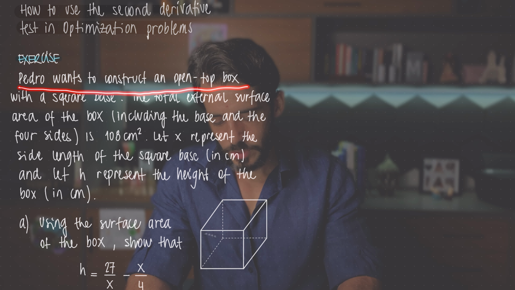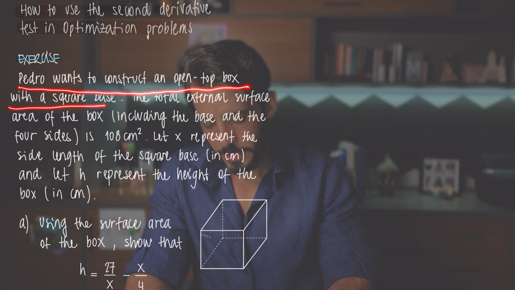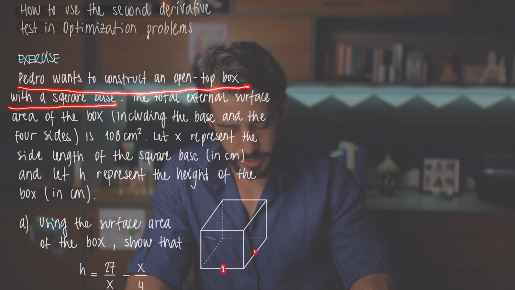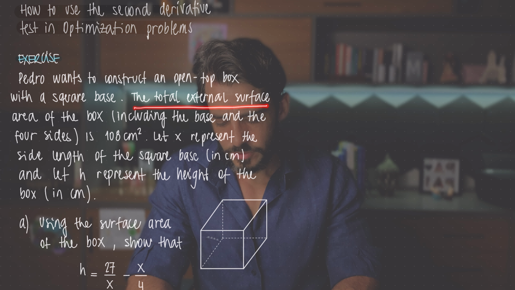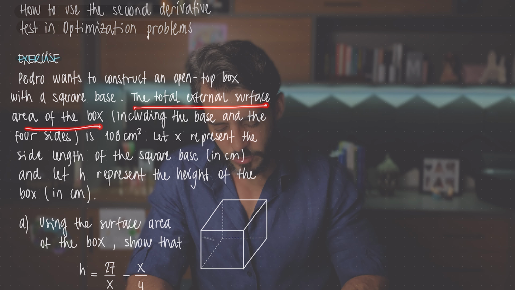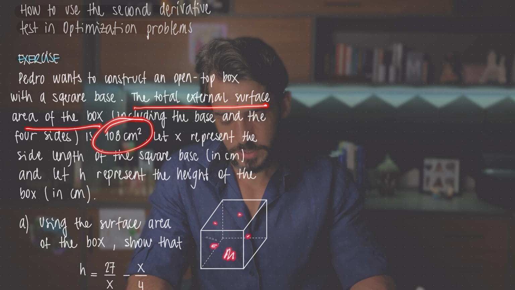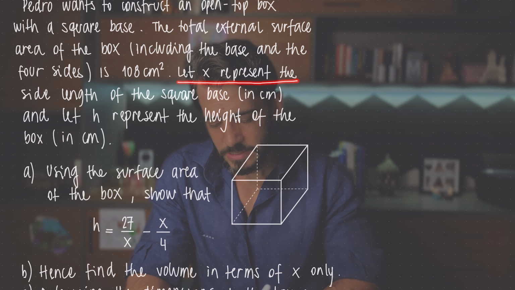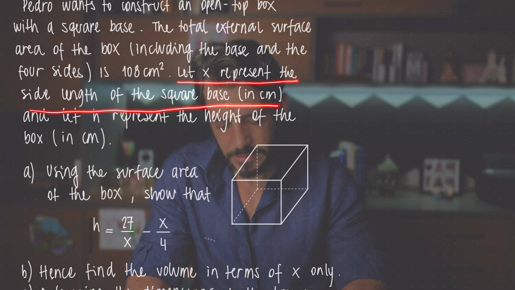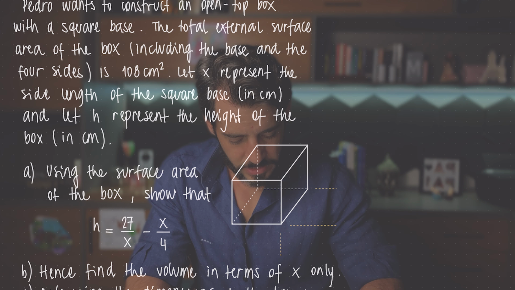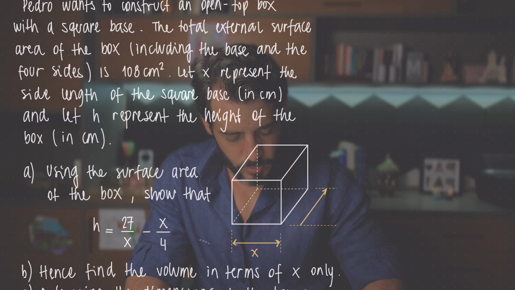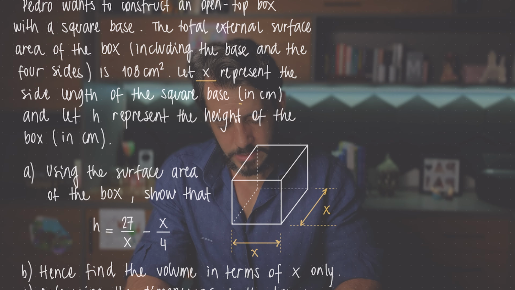Pedro wants to construct an open top box with a square base, meaning that the base is a square, these sides are the same, and there's no lid. The total external surface area of the box, meaning the four sides plus the base, is equal to 108 centimeters squared. Let x represent the side length of the square base in centimeters. Therefore, we have this and this both equal to x, and x is in centimeters.